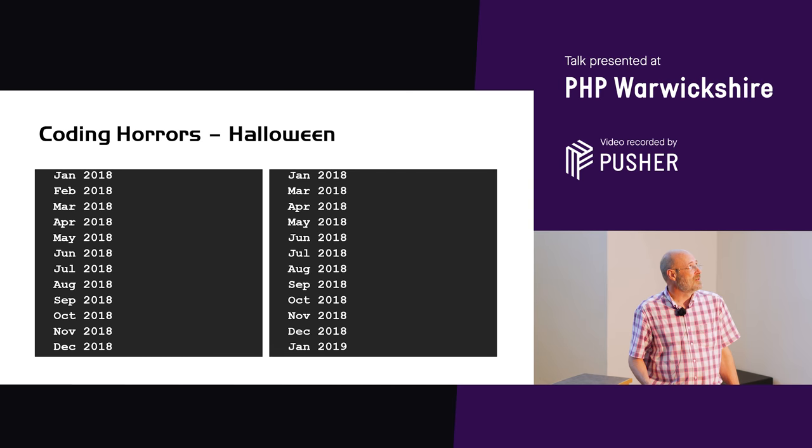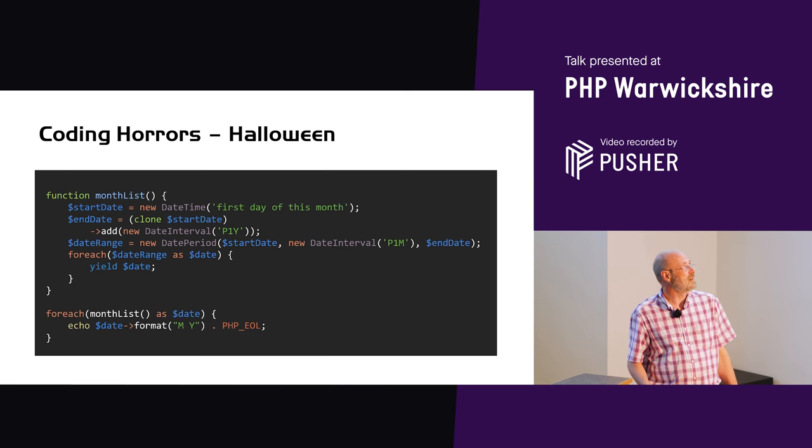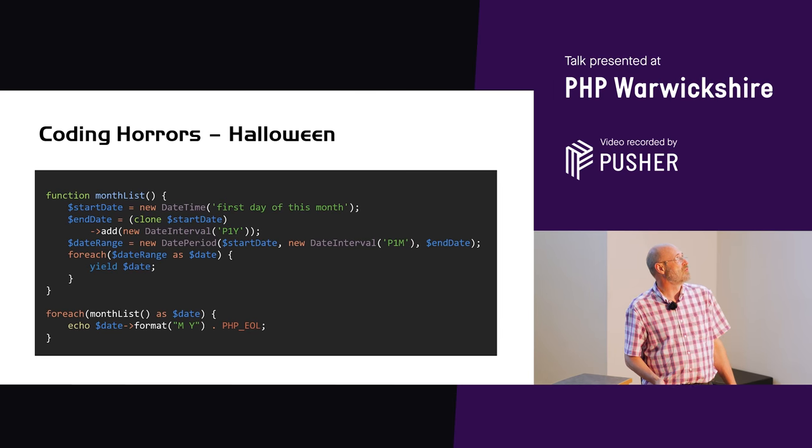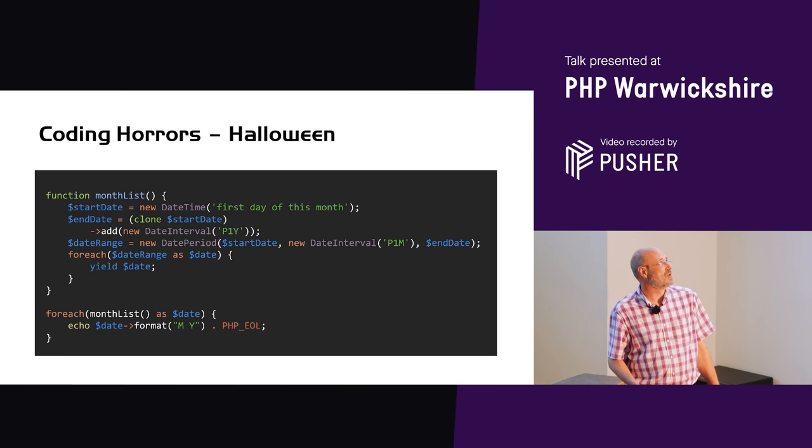The best solution, if you're just after the month and the year, is to use the first date of every month, which is easy enough to do. That's the same code with one minor change. We're passing something into the original call to date time. That's the only change needed to actually fix it.